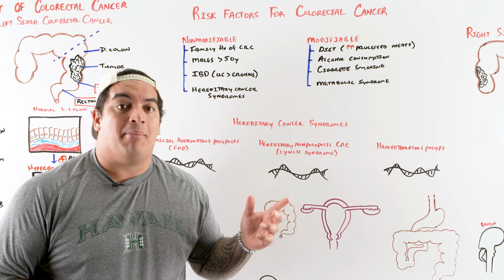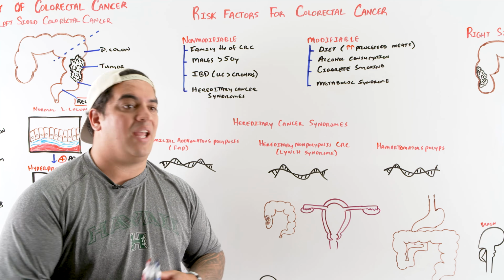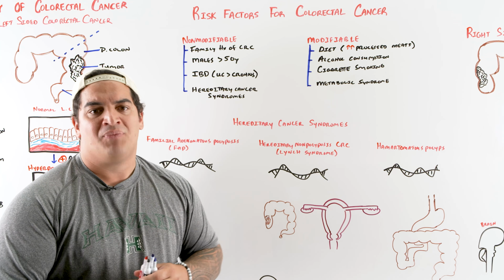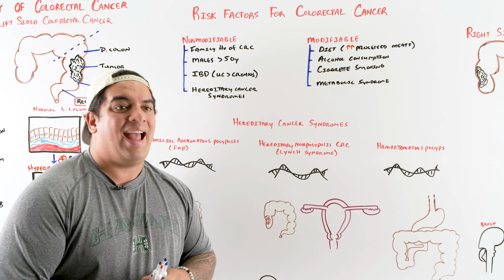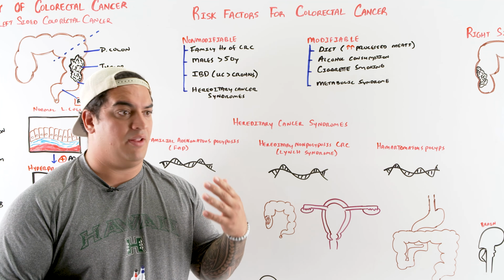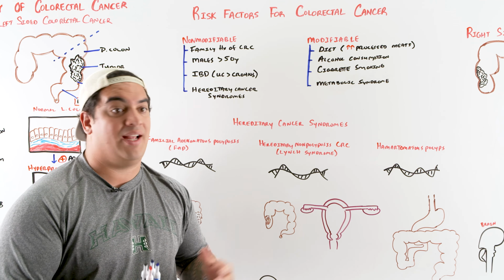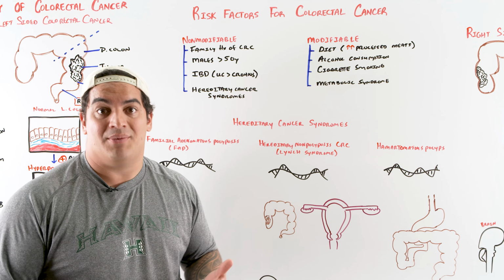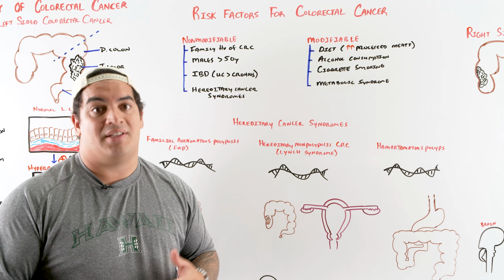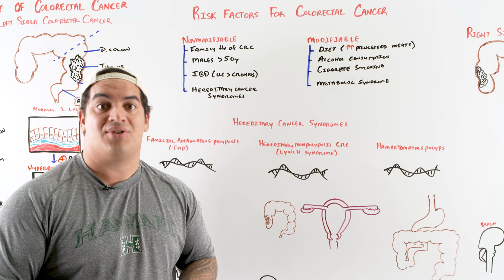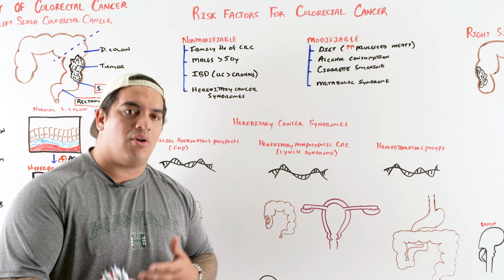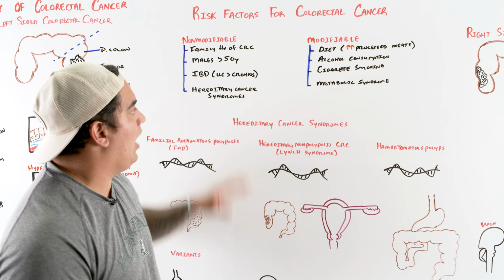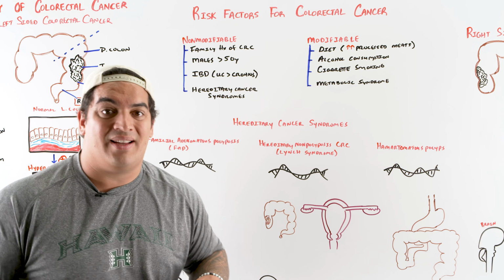These are big ones to really remember, because if a patient comes into the clinic and they are, let's say, 40 years old, and their dad was diagnosed with colorectal cancer at the age of 50, then we probably should be screening them sooner. If a patient has inflammatory bowel disease, we should probably be doing colorectal cancer screening a little bit sooner. So these are all things to take into consideration. All right, now that we've done that, let's talk about the hereditary cancer syndromes.